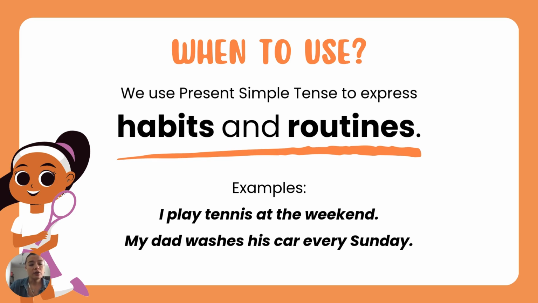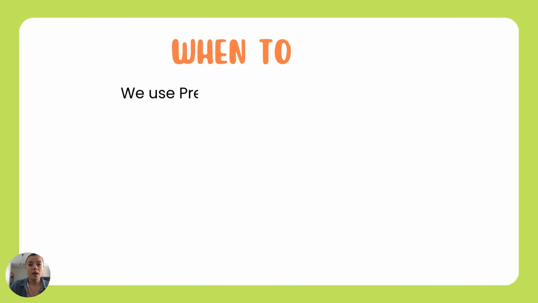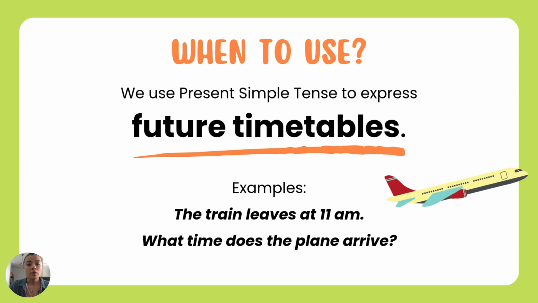Now, another use. I know that it is present, and when we hear that expression present, we think something about now, right? But no, present simple, we are also going to use it for future timetables. And what is a future timetable? A future timetable is going to be a schedule, something that repeats at the same time, the same day, this week, the future week, or this year, next year, and the year after, and stuff like that.